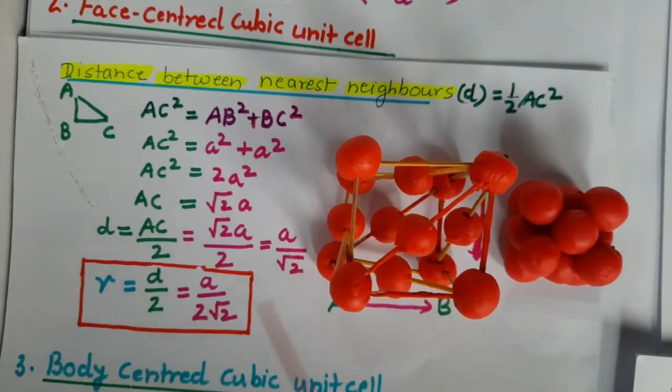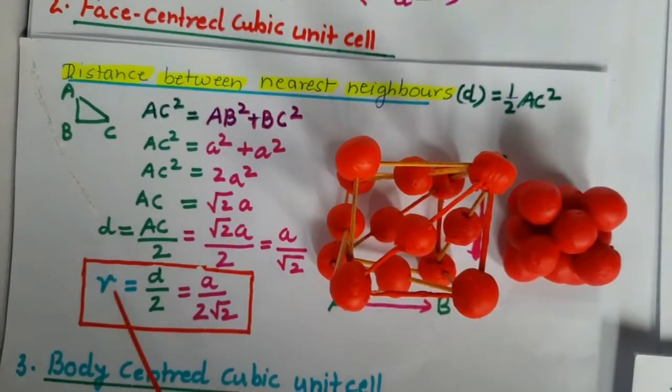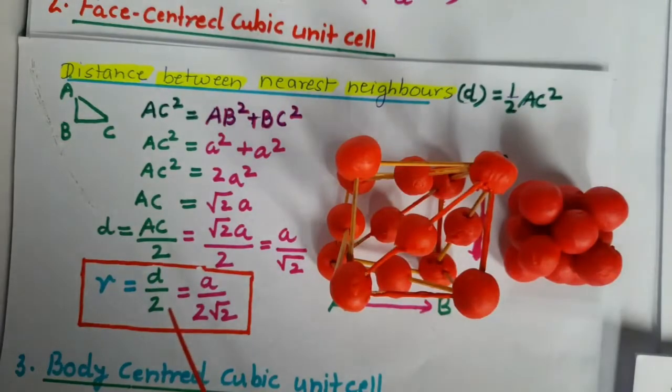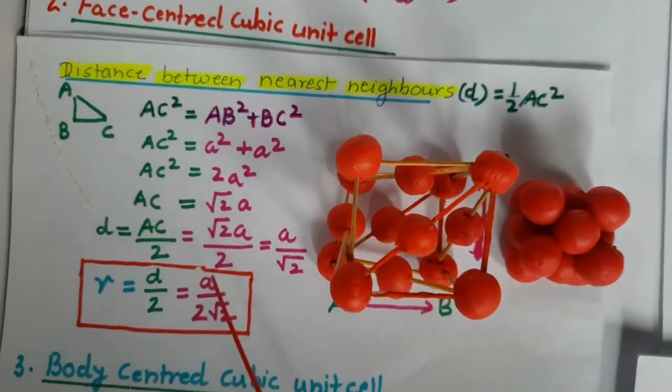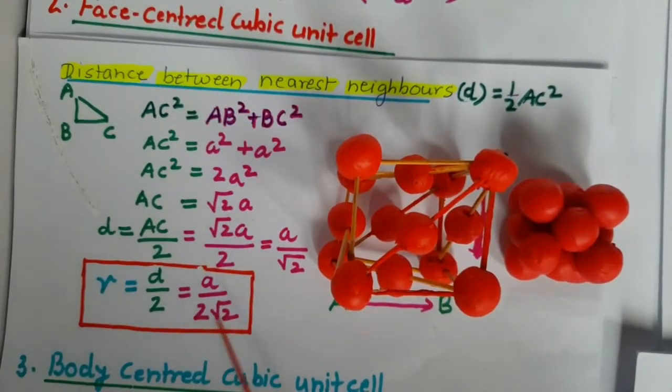And we know that the radius of the sphere will be equal to half of the distance between the nearest neighbor. R will be equal to D by 2, and substituting the value of D from here, we get R is equal to A divided by 2 root 2. So the radius of the sphere R will be equal to D by 2, and that will be equal to A divided by 2 root 2.